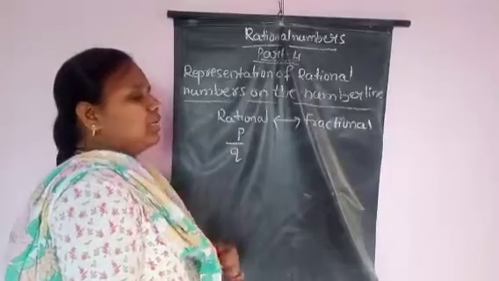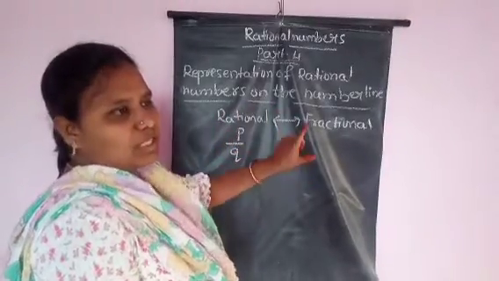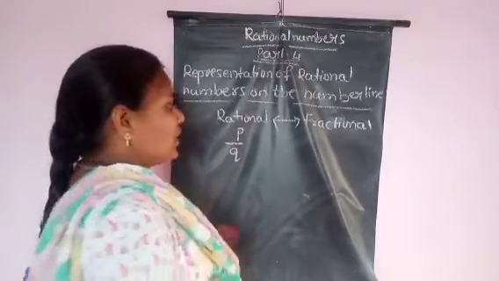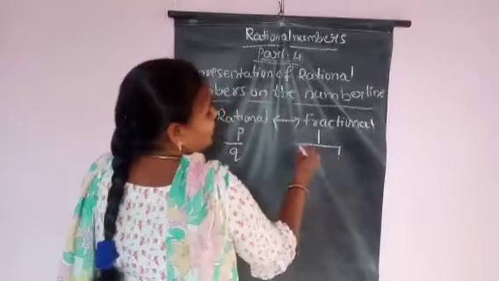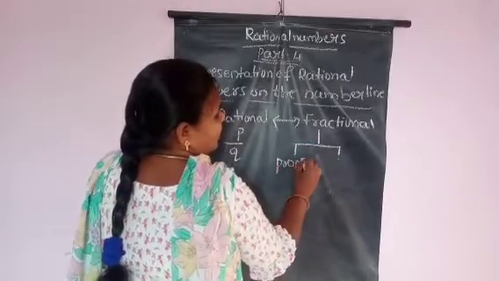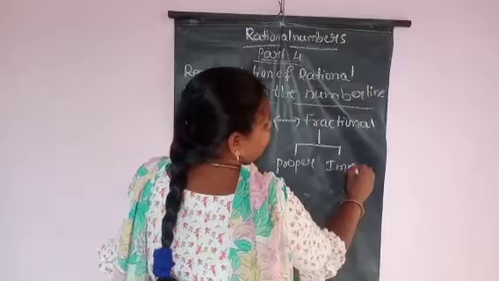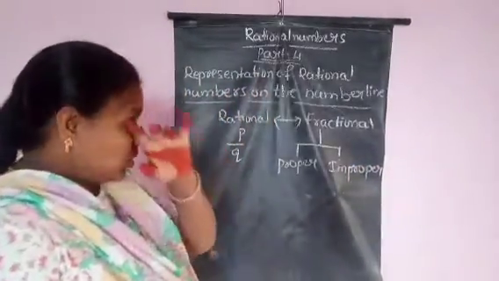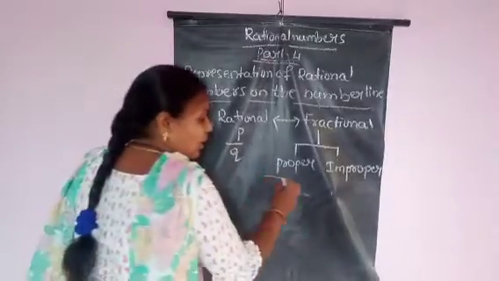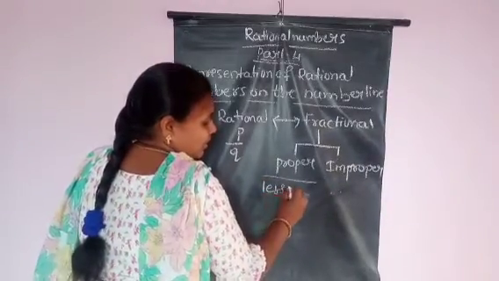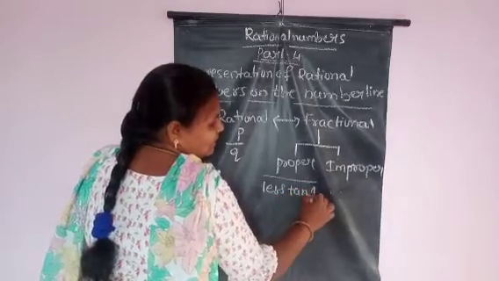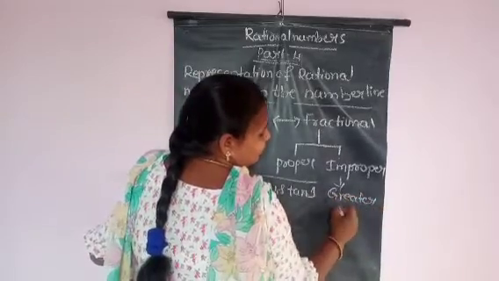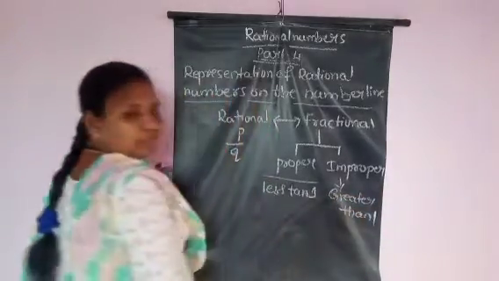We know that there are two types of fractional numbers. What are the two types? Proper fractions and improper fractions. Proper fractions are less than 1 and improper fractions are greater than 1.